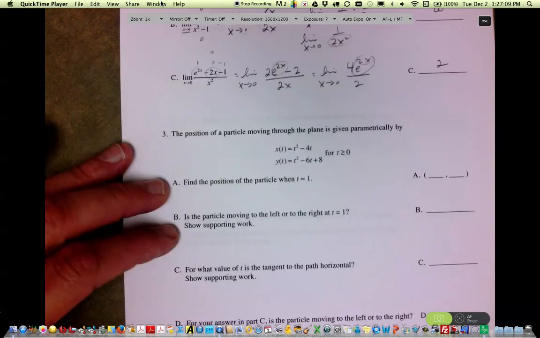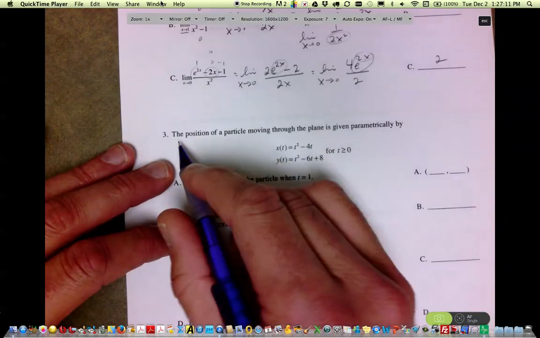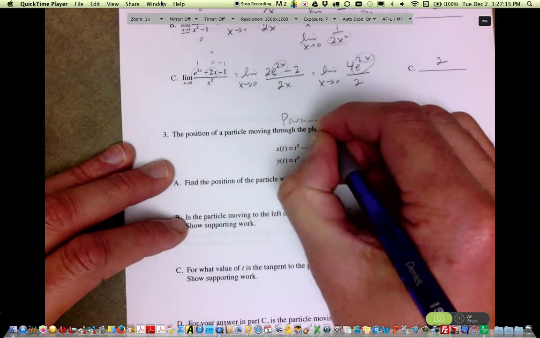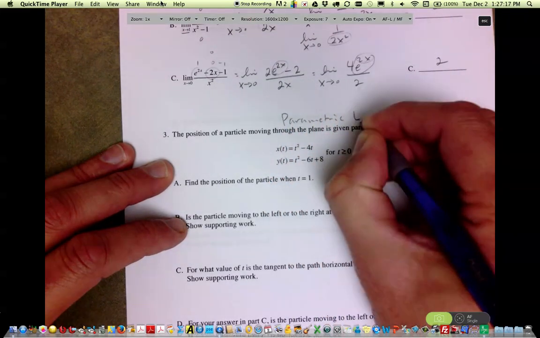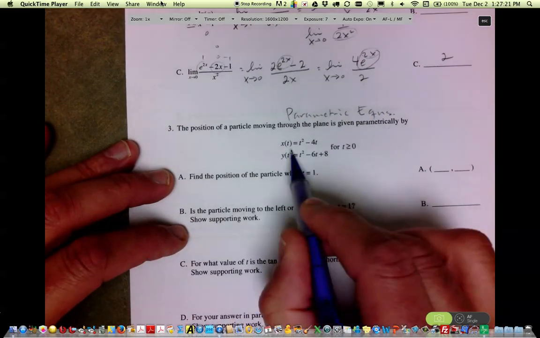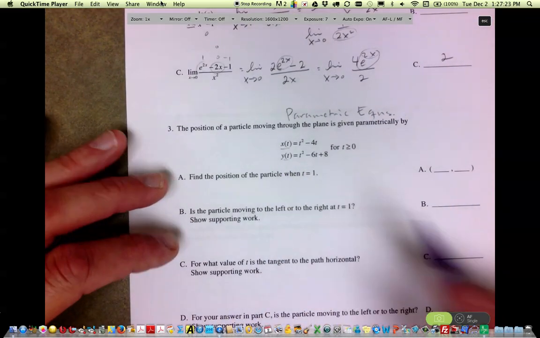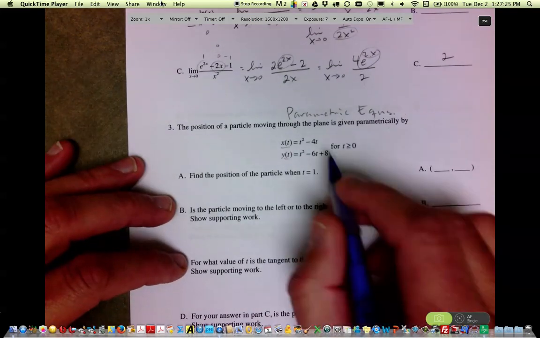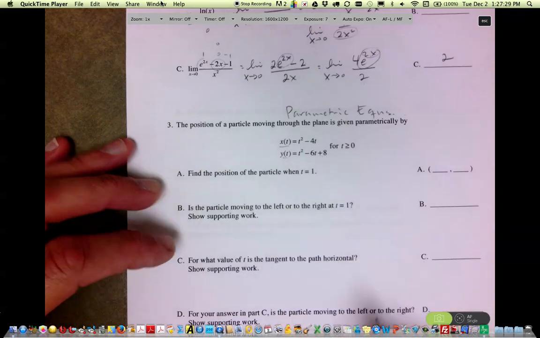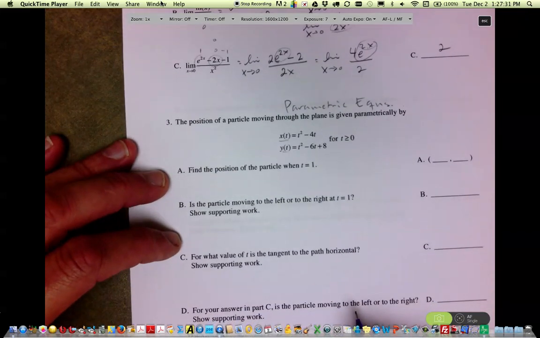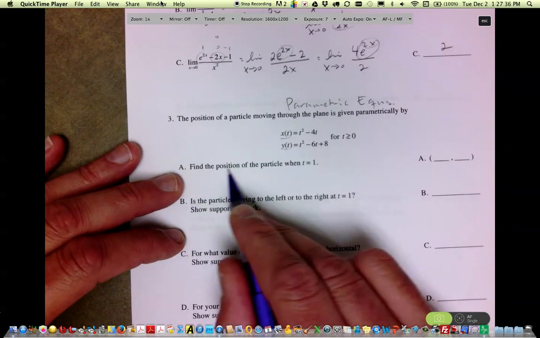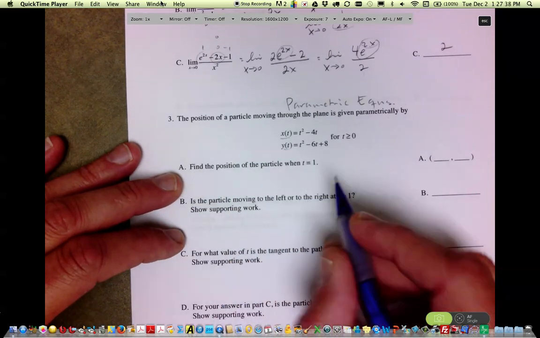Okay, the next one is questions about parametric equations. Parametric equations is where x and y are points in the plane, but they're dependent upon some other variable we call the parameter, in this case t. The first question here I think should be fairly easy for everybody. Find the position of the particle when t is equal to 1.